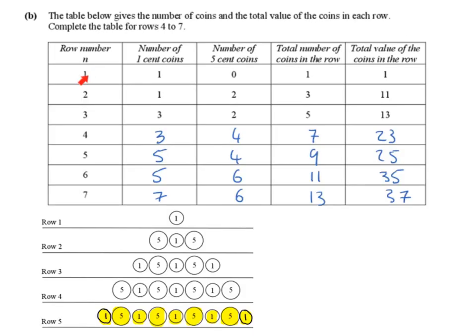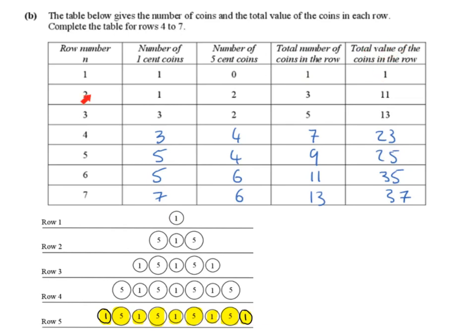So we can see in row 1, we had a single 1 cent coin. So the number of 1 cent coins, there was one of them, and the number of 5 cent coins, there was 0. So the total number of coins in the actual row, there's only one coin in the row, and the total value of the coins is just 1 cent.